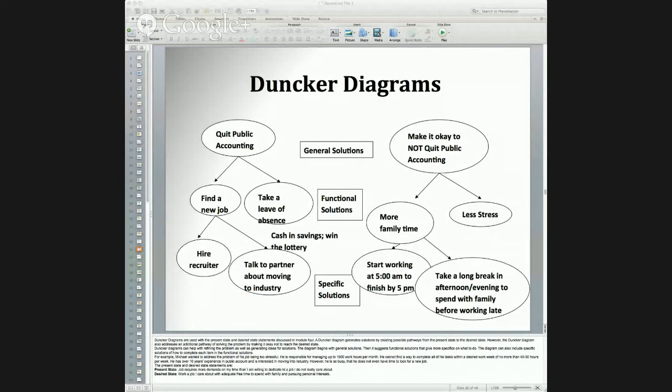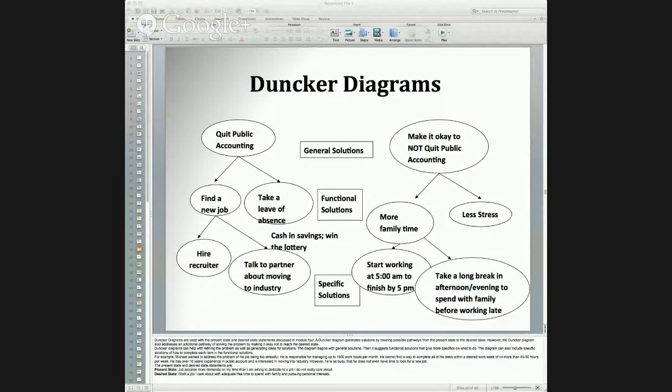Welcome back, my dear attendees, my participants. Hope you are back in your seats and ready to continue this journey of creative problem solving. Let's continue. We stopped at Dunker diagrams. Dunker diagrams can help with refining the problem as well as generating ideas for solutions.